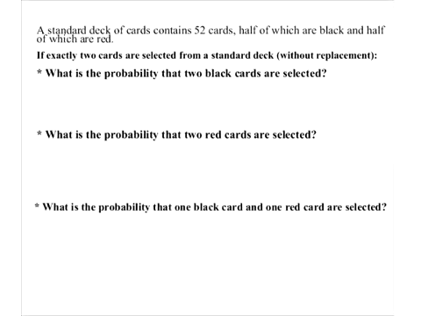A standard deck of cards. You got 52 cards. Half of them are black and half of them are red. So 26 black cards, 26 red cards. If you take 2 cards from a deck without replacement, meaning you take 2 different cards, what is the probability that both of the cards are black? Text box, please. How do you do that?